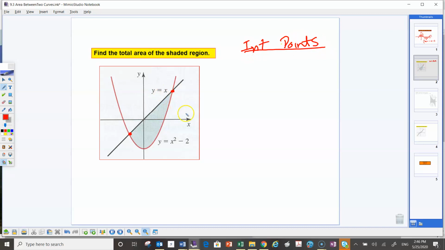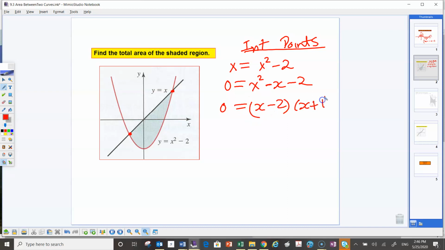And to do that, we're going to equate the two functions. If y equals x, and if y equals x squared minus 2, then x has to equal x squared minus 2. And so now we're solving a quadratic equation. So we set that equation equal to 0, and I can factor to get x minus 2, x plus 1. So now using our zero product principle, I'm multiplying two things and getting 0. Either x minus 2 equals 0 or x plus 1 equals 0. So either x is 2 or x is negative 1.